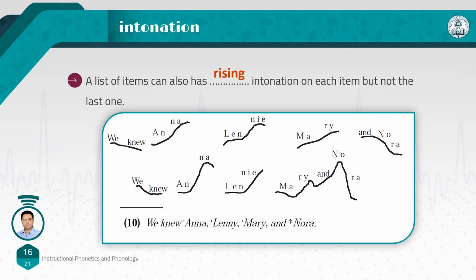As you can see, the first three names in this list have much higher pitches on their second syllable. The fourth name, which is Nora, the last one, falls at the end of the sentence.